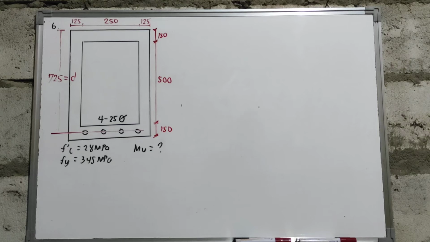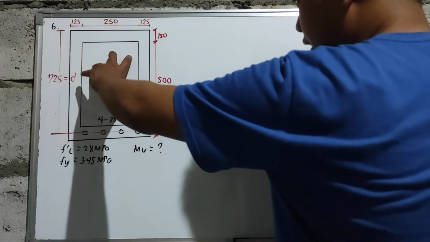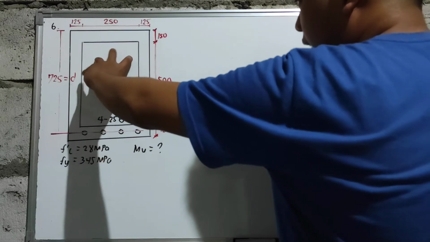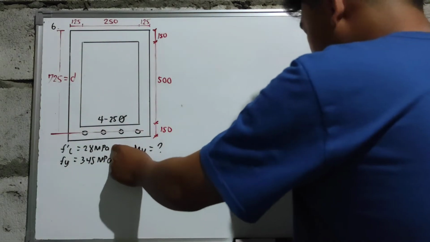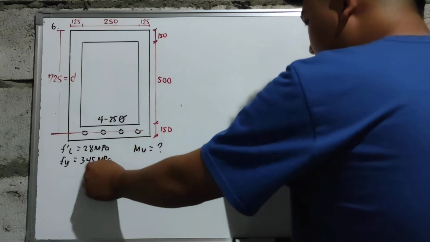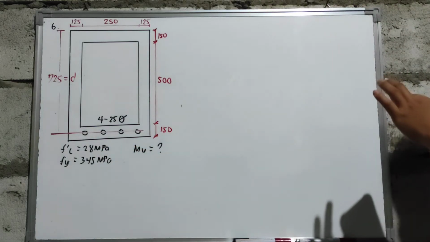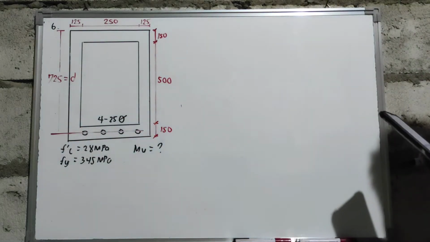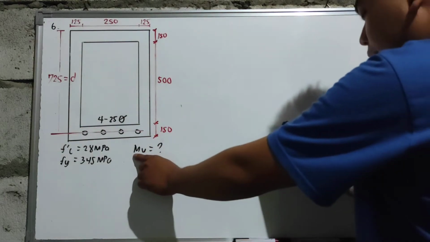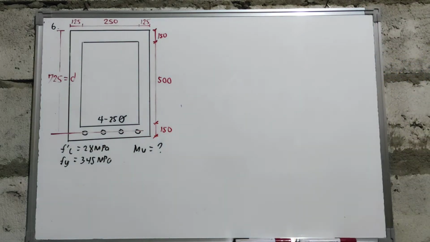Let's now consider sample problem number 6. A hollow beam is shown in the figure. So, meron tayo dito hollow beam. So, dito sa gitna natin, wala tayong konkreto dyan. Assume F prime C is equal to 28 megapascal. Fy is 345 megapascal. It is reinforced with 4 pieces, 25 mm diameter bars. We are tasked to find the design strength of our beam.